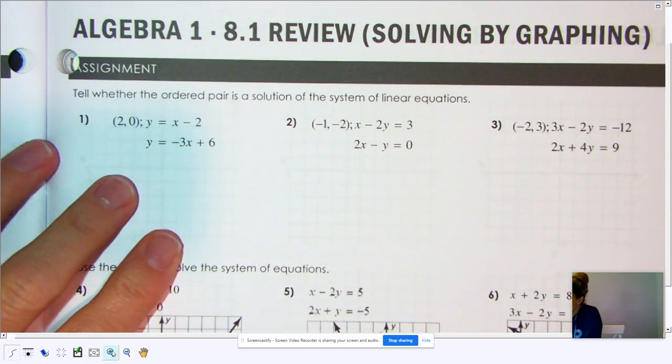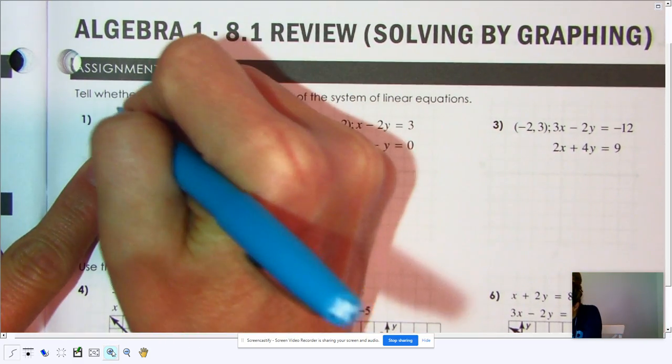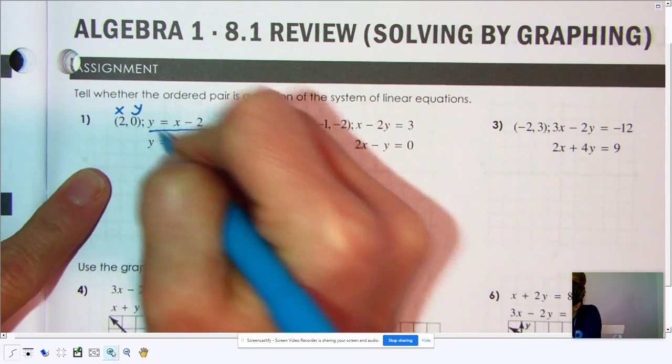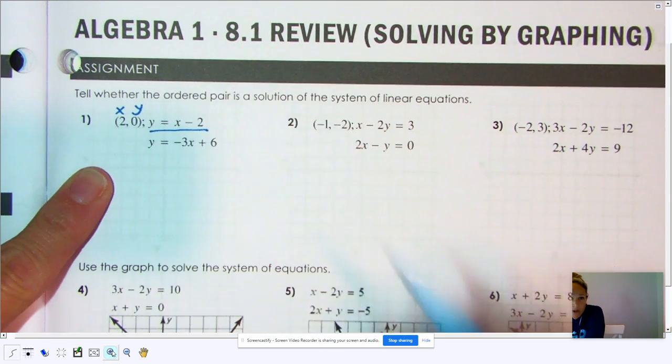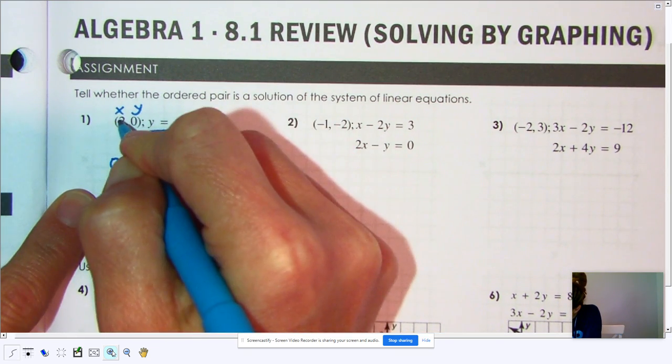So for these ones, we're just telling whether it's a solution to the system. So remember, we're just going to plug in x and y. So I'm going to start with this first one. For y, I know the value is 0. So I'm going to put 0 equals, I know the value for x is 2.